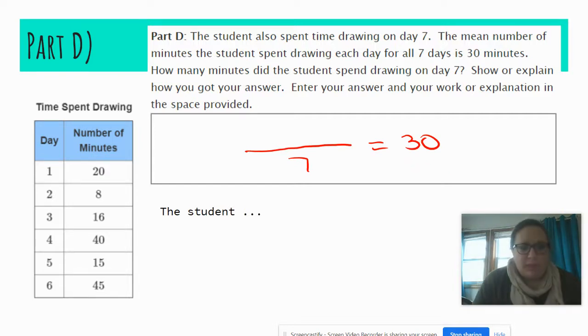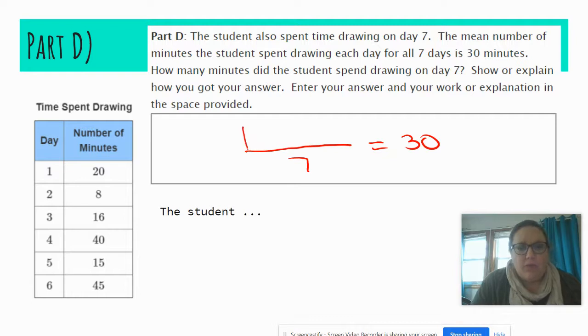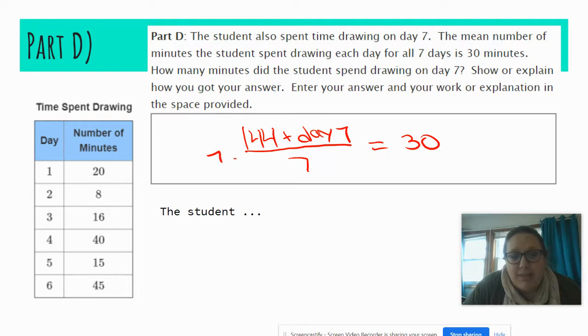The first thing we need to realize is that when we already added the numbers before, we got 144, but then we need to add in day 7. 144 plus day 7 divided by 7 would equal 30. So the first thing we're going to undo is the division, because in the end we're dividing by 7, so we undo that by multiplying by 7, which is 210.